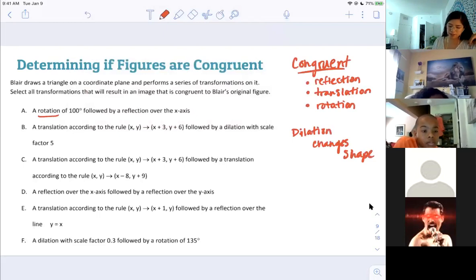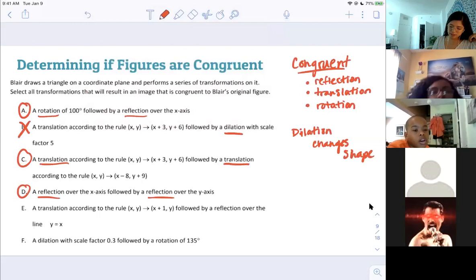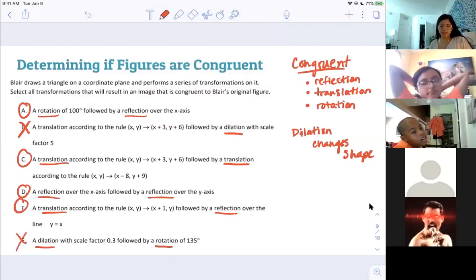So does A have a dilation? No dilation. That's going to be congruent. B is a rotation of 100. It doesn't have a dilation, so that's fine. How about C? No dilation, there's 2 translations, that's fine. D, any dilations? No, fine. E, fine. And F is not fine. So it was A, C, D, and E.